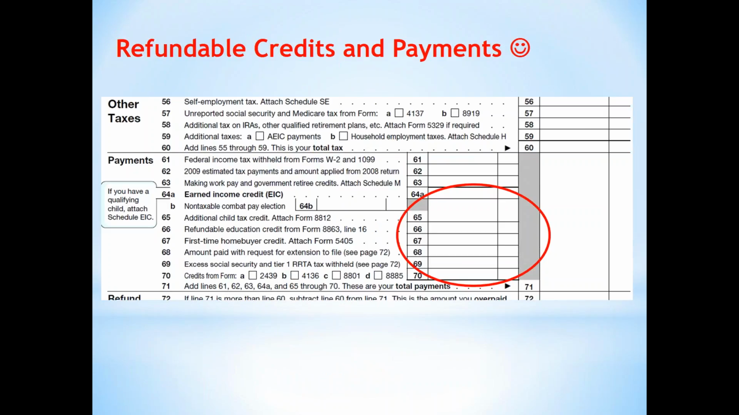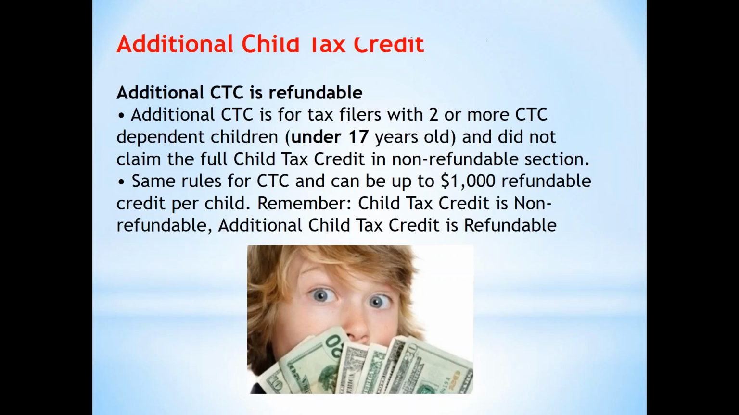So we're going to talk about the refundable credits and payments portion. Just a few more things on some of these tax credits. I know we've gone through a lot of them in the non-refundable portion, but there are just a few things I want to point out as far as what they are for the refundable portion.